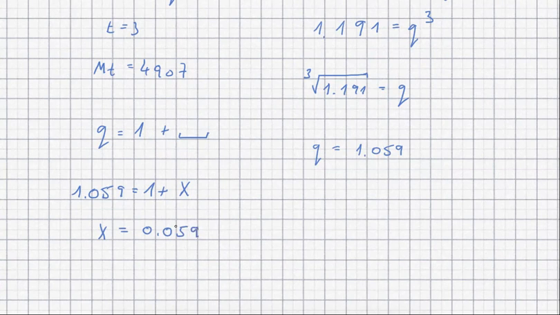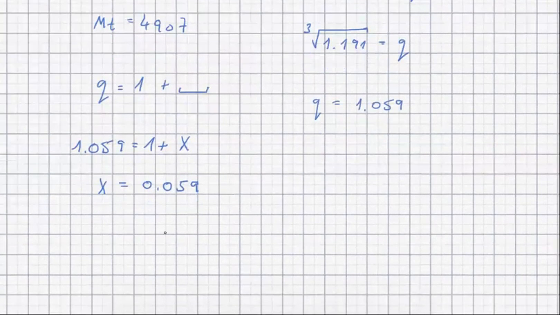Now we need to bring this to a percentage version. So how did we go from percentage to decimal? 5.9. Yeah. So it's 5.9%. Got it. Okay. Cool.